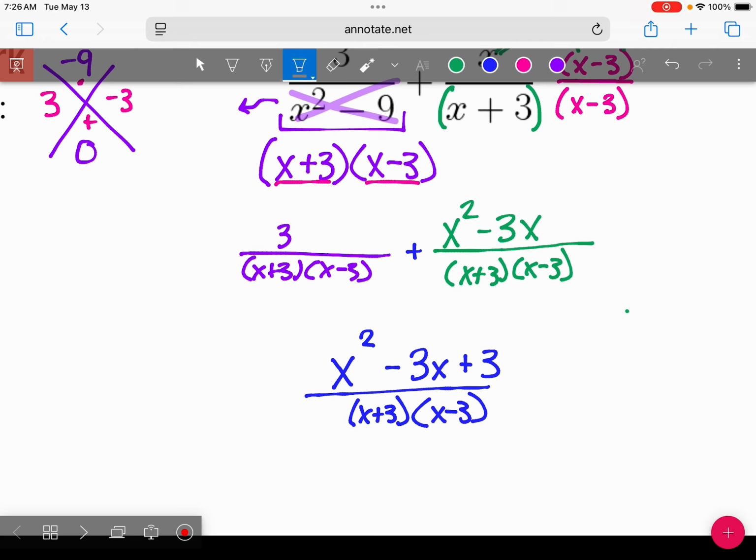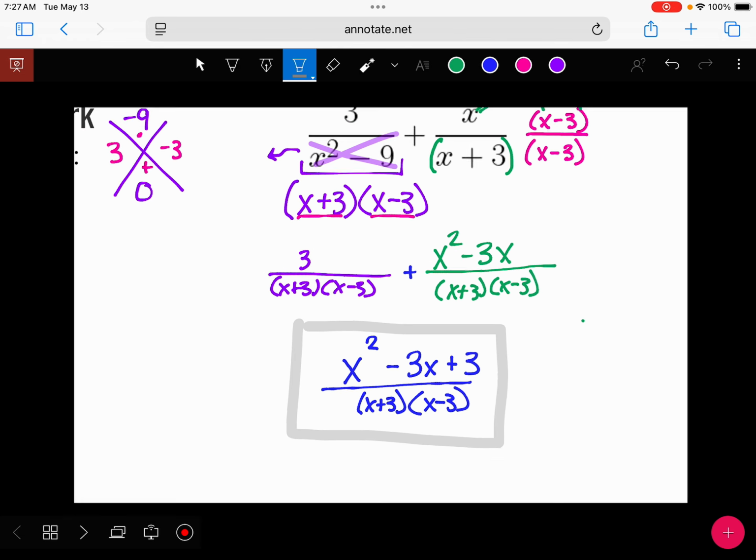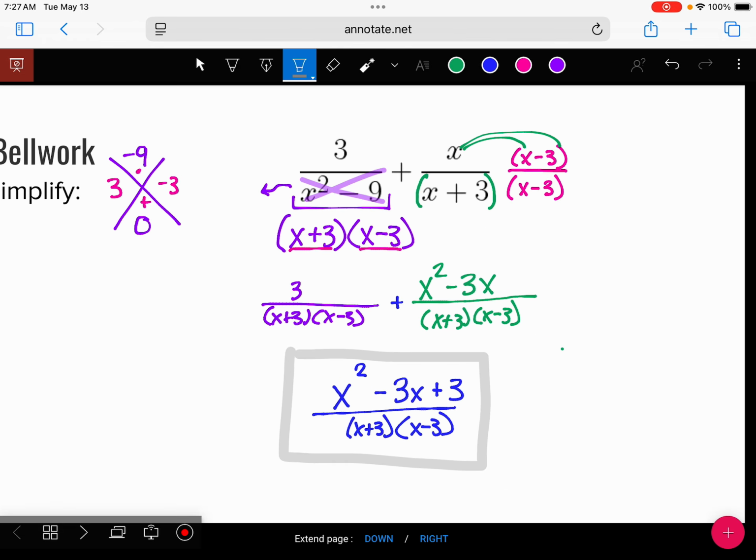And since this guy down here doesn't factor any further, that's our answer right there. It's always a good idea to check, but there isn't a set of numbers that's going to multiply to make 3 and add to make -3. Yeah, no. So that's as good as it gets right there. And that's okay. Questions on this one?